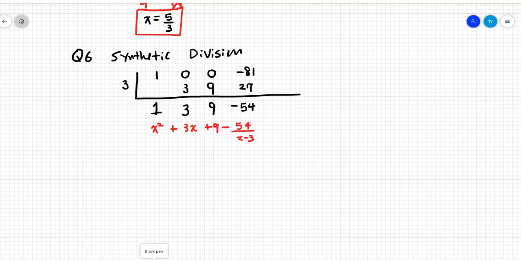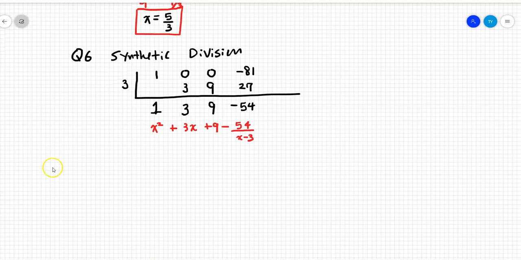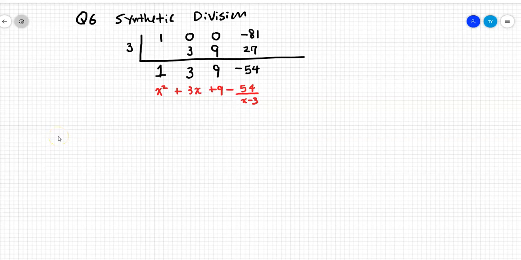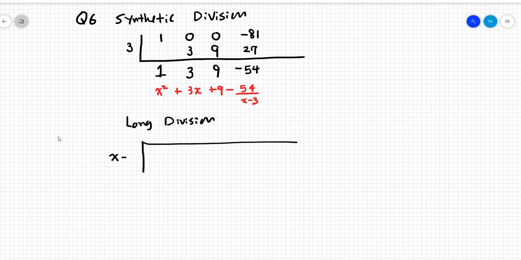Now let's look at the long division. Remember that just like synthetic division, in long division we don't have any x squared term and the x term there. So let's just do that. Here's the x minus 3, then you got x cubed. I'm just going to add the placeholders. So you got 0x squared plus the 0x, and then you got minus 81.